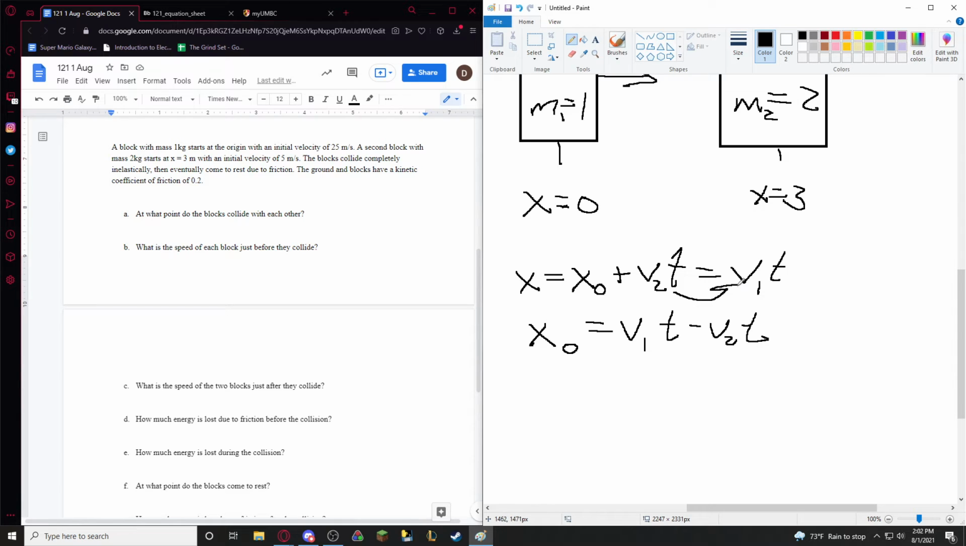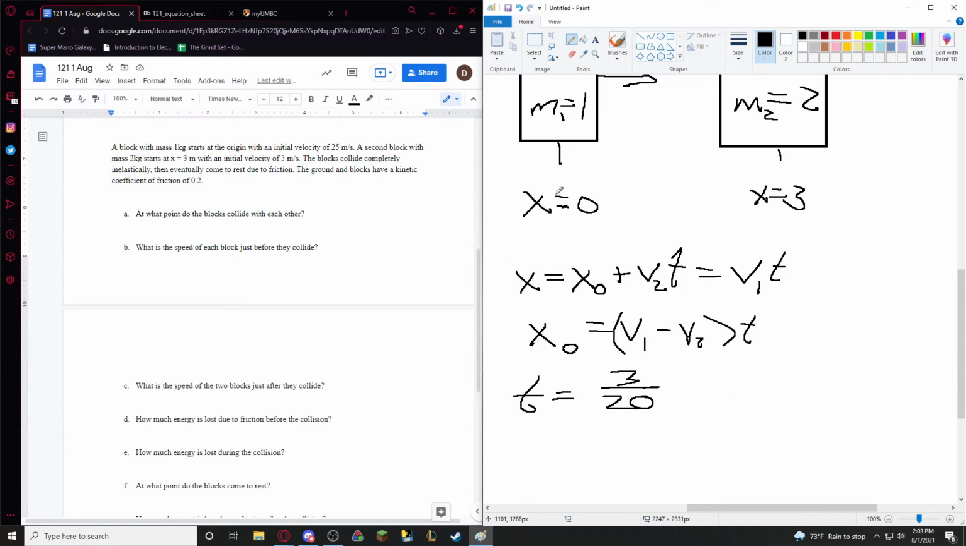So we just move this over to the right side. And then we can simplify this by saying v1 minus v2 times time. And then we just divide to find the time. So it's 3 over 20. Yep, exactly. So the time they collide is 3/20ths of a second, or 0.15 seconds.